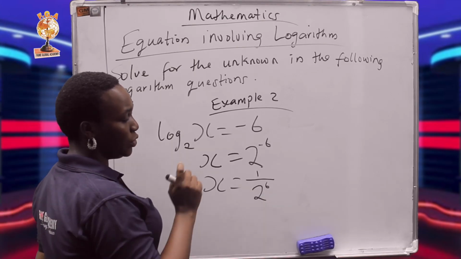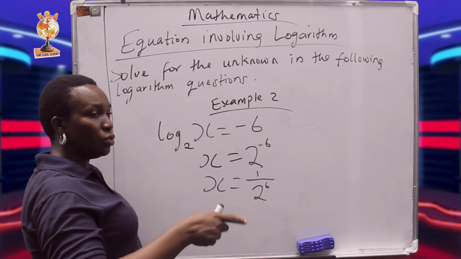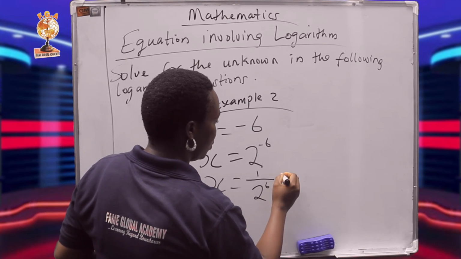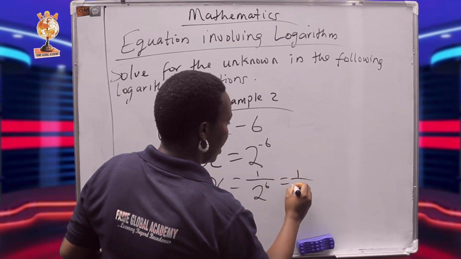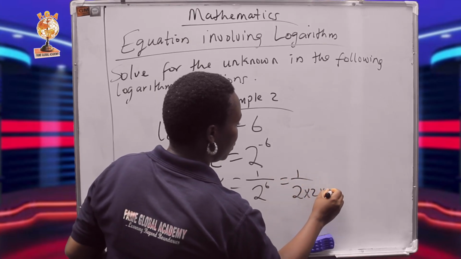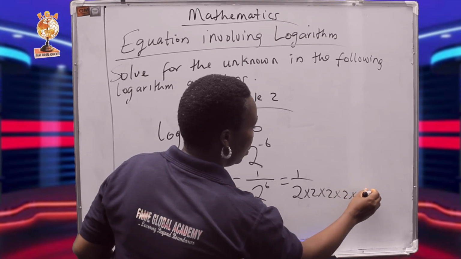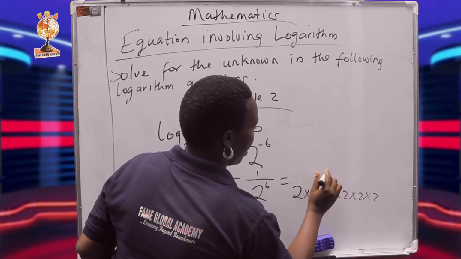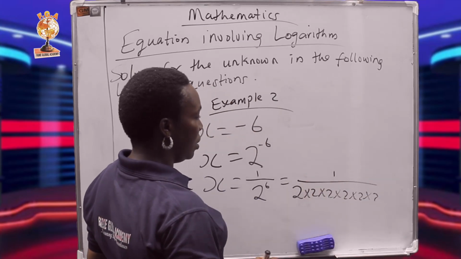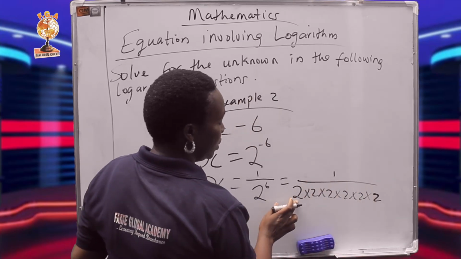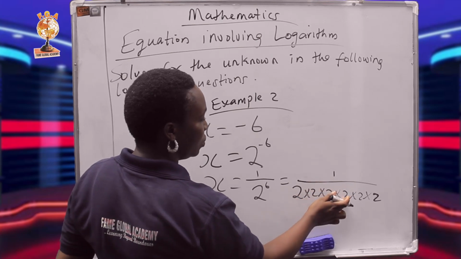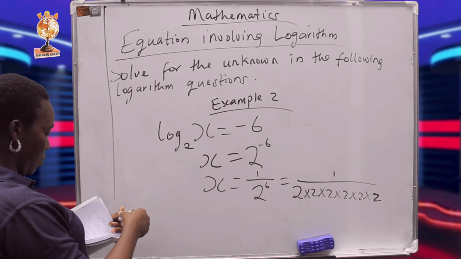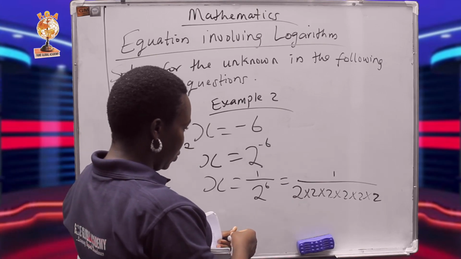So what do we mean by 2 raised to the power of 6? It means 2 times 2 times 2 into 6 places. And that will give us equals to 1 over 2 times 2 times 2 times 2 times 2 times 2. 1, 2, 3, 4, 5, 6. Okay, so we can put the 1 at the middle here. So we'll multiply 2 times 2 times 2 times 2 times 2 times 2 into 6 places.